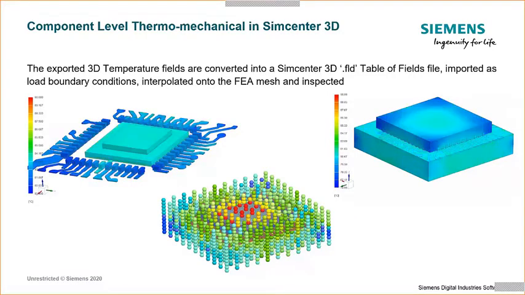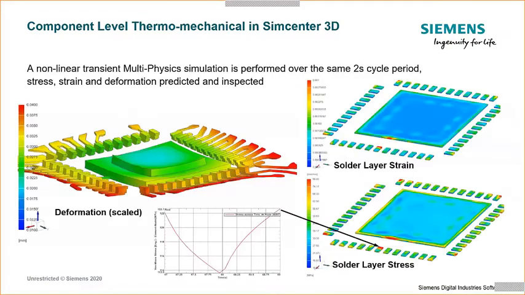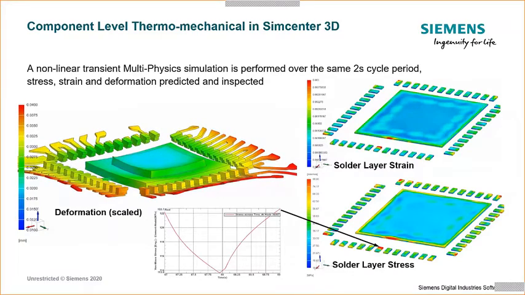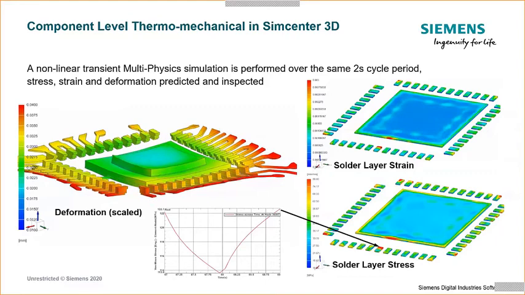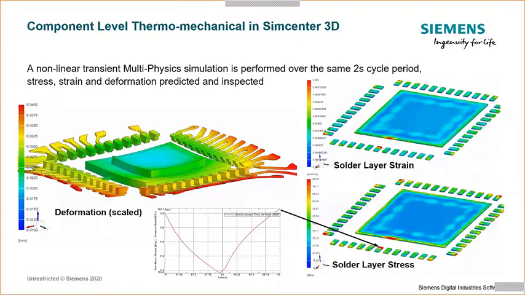Not only are the 3D temperature fields interpolated in space, they can also be interpolated in time as well. So there is no requirement that the time steps used for the thermomechanical transient simulation have to match the time steps used for the thermal simulation. Once confirmation is achieved that the temperature field interpolation is acceptable, then a nonlinear transient multiphysics simulation is performed in Simcenter 3D over the same 2-second cycle period, and stress, strain, and deformation fields are predicted and inspected.